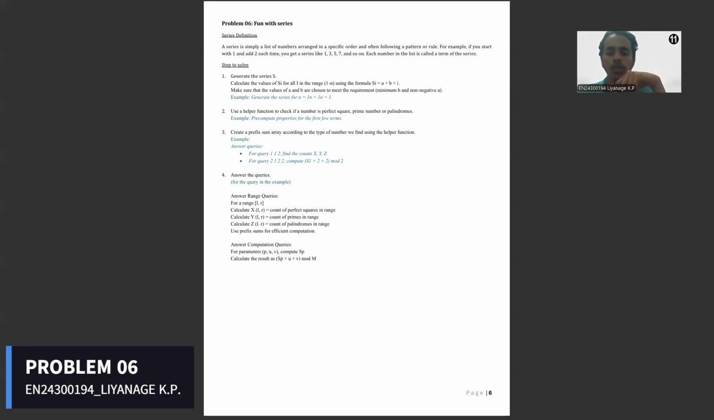For computation queries, we use the formula result equals SP times U plus V, mod m, where SP is the value from the series. This method is efficient and handles all queries quickly.